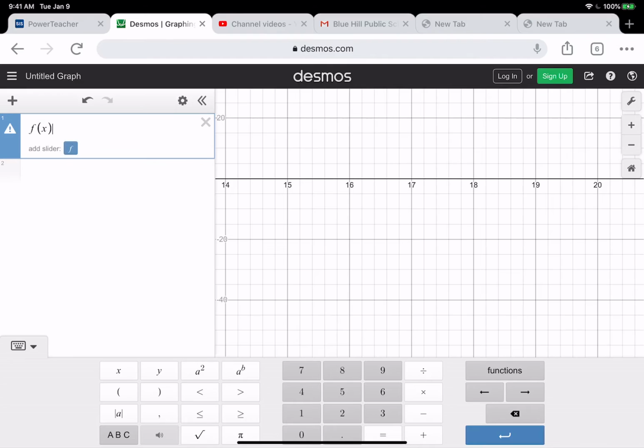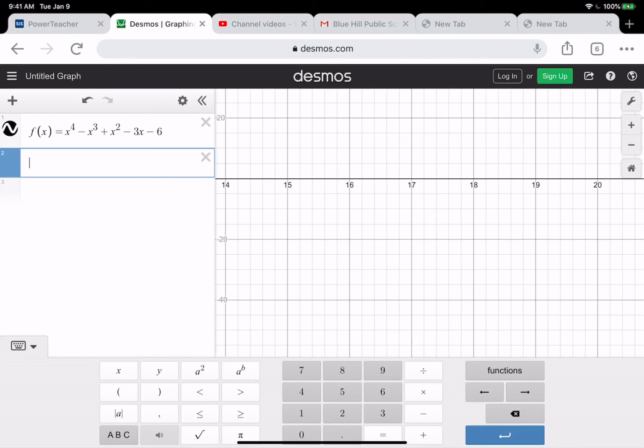F of x. Okay, read me that equation. Equals x to the 4th minus x cubed plus x squared minus 3x minus 6. Okay.